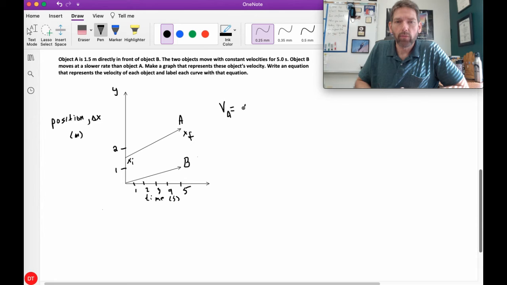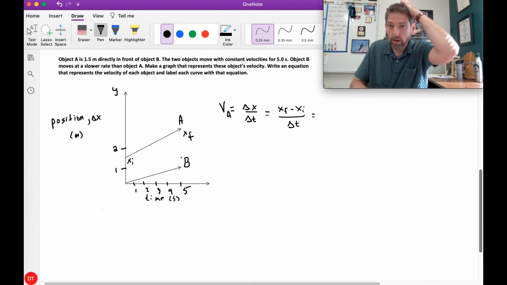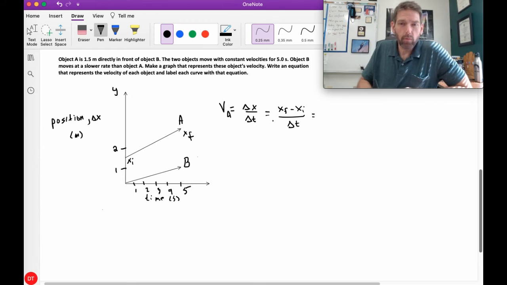Well, if we know that velocity is delta x over delta t, then we know that this is the final minus the initial over the change in time. We're not quite sure because we don't have the rest of this here. We could figure this out if we had some other data, but this is mostly a conceptual question. We know the initial position was at 1.5 meters. And so for the velocity at A, we have the final minus 1.5 meters over that change in time.